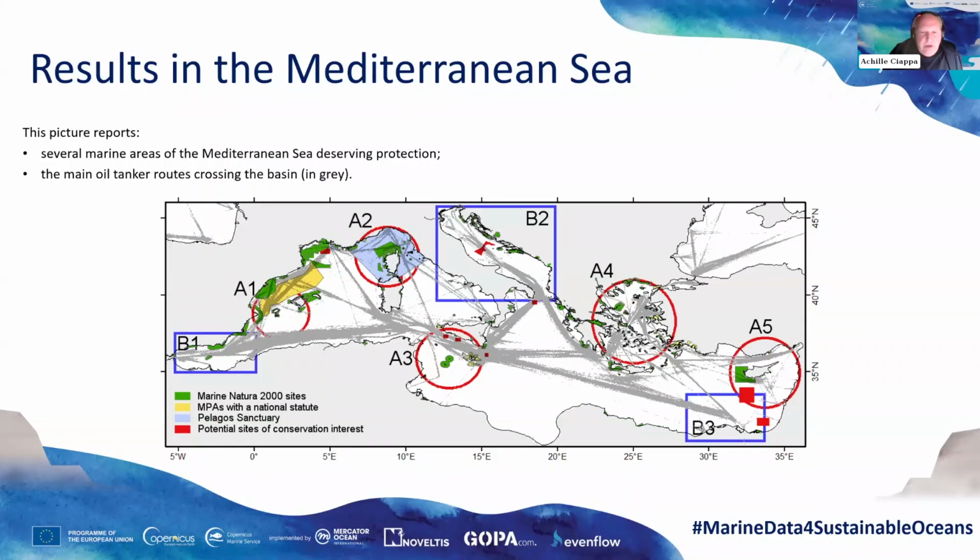So now, in this picture, are reported the main oil tanker routes crossing the Mediterranean Sea, and the marine protected areas, which are colored with different colors in different areas. I will briefly show you these 5 examples that probably are the most critical cases, from A1 to A5.